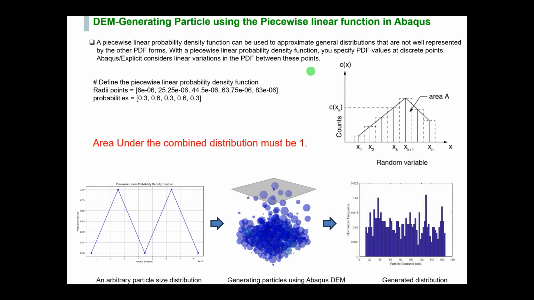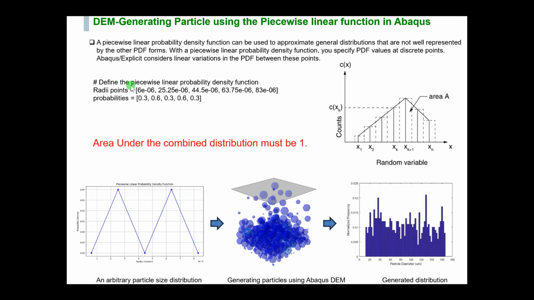But with the piecewise linear function, we can generate different particle sizes, or particle sizes with different distributions, with only one generator or one inlet. We don't have two or more generators anymore, and with this method we can generate different particle sizes and different distributions with only one inlet.